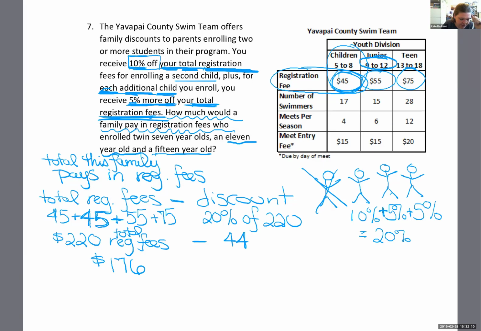Okay. So we get $176. Whew! Challenging. Very GED typical. Again, it could show up on science, social studies, or the math test, something like this.